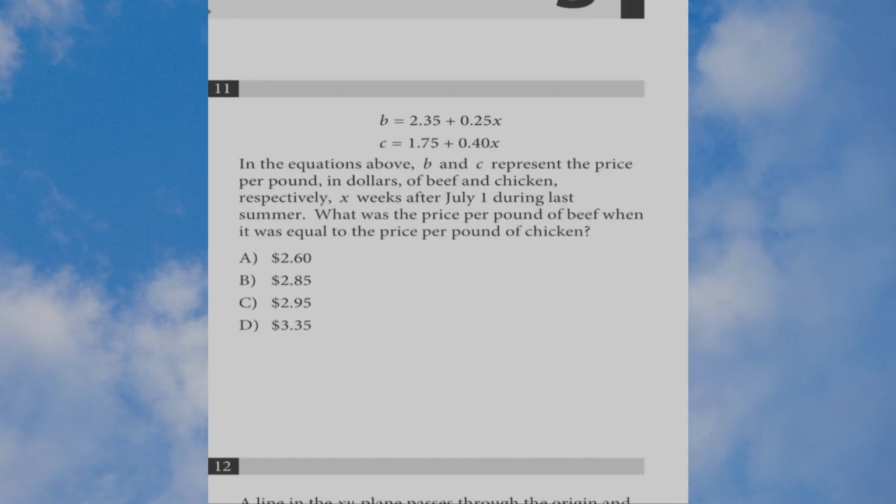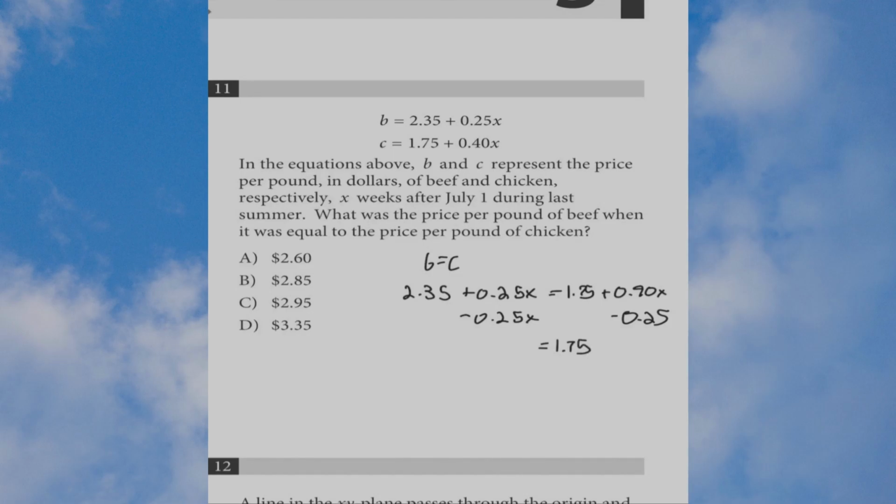So in the equations above, B and C represent the price per pound in dollars of beef and chicken, respectively, x weeks after July 1st during last summer. We want to find when they were equal. So we set B equal to C, so 2.35 plus 0.25x is equal to 1.75 plus 0.40x. We're going to subtract the 0.25x as we want to solve for x. And I like subtracting 0.25 over to the 0.4, because the other way around we would have a negative x. Extra work, not necessary.